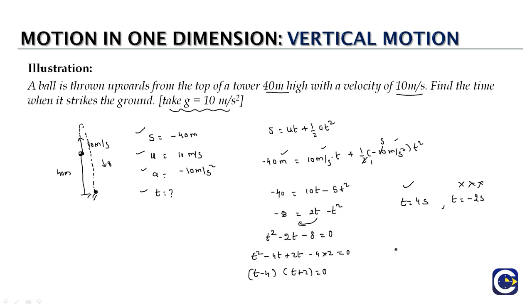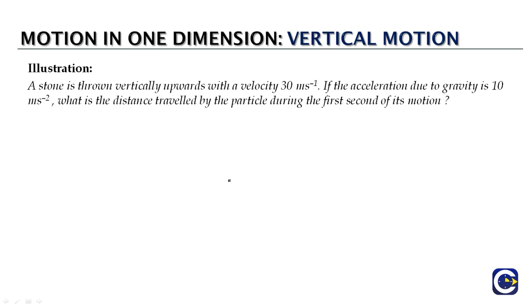So when you throw the ball upwards with a velocity of 10 meters per second from a tower of 40 meters height, the time it takes to reach the surface of the earth, or the time it takes to strike the ground, will be 4 seconds. Let's look at one more problem.